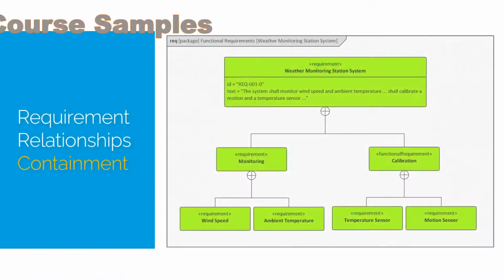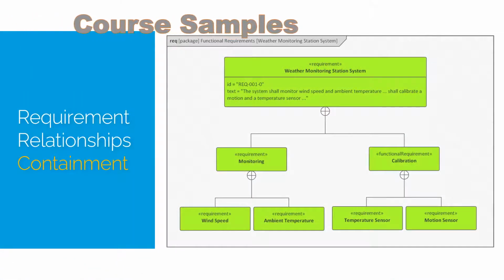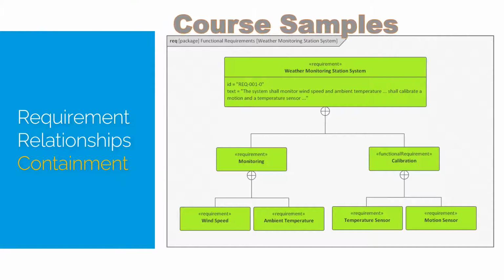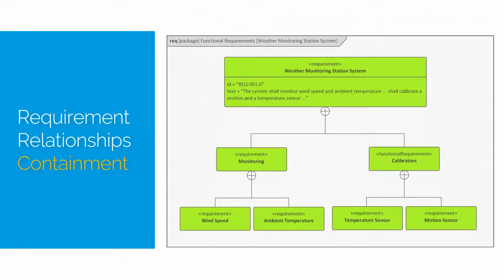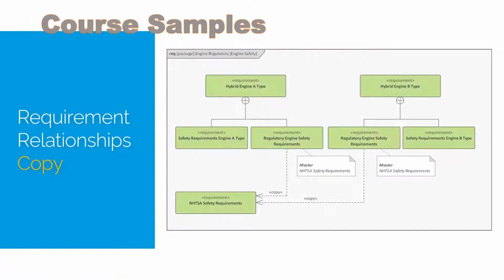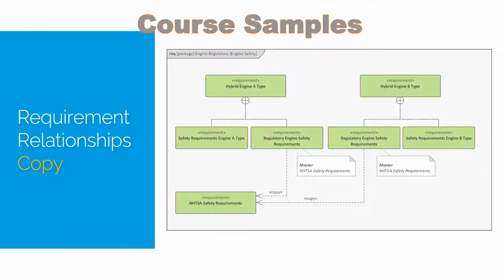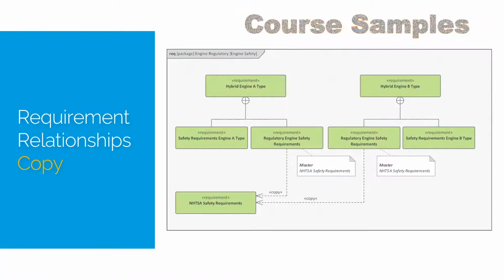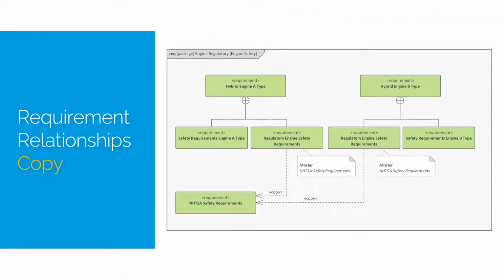This example illustrates the usage of the containment association, which designates a parent requirement and one or more child requirements. Requirement containment allows complex requirements to be recursively broken down into more granular child requirements. The diagram illustrates the use of the copy dependency to allow a single regulatory requirement to be reused in several requirements hierarchies.